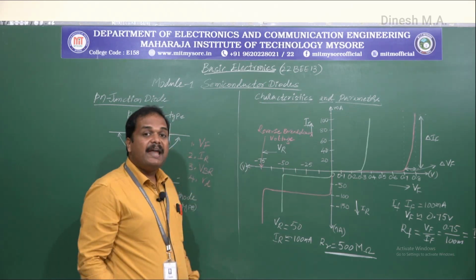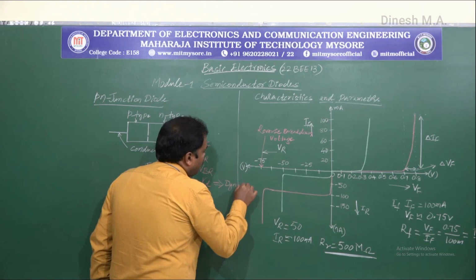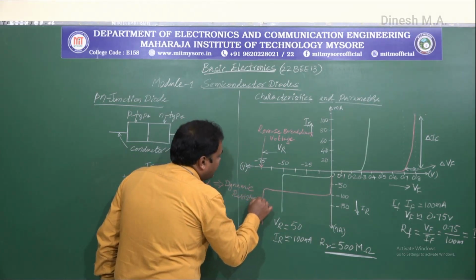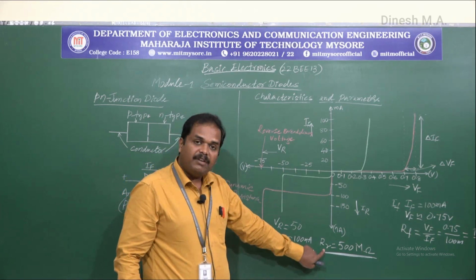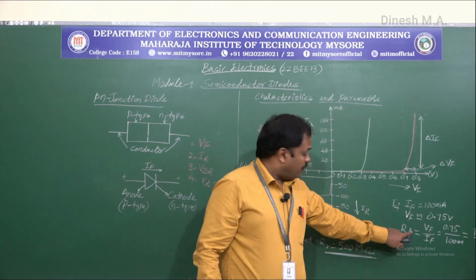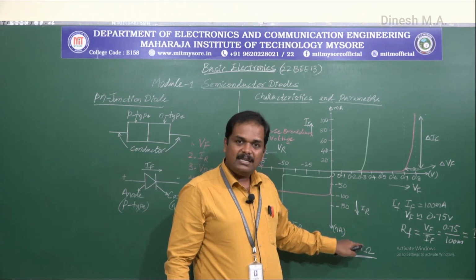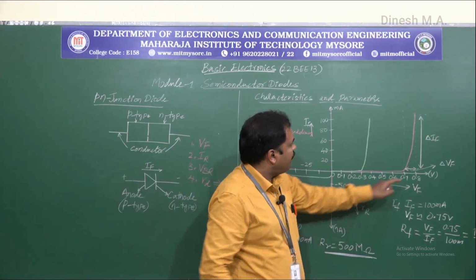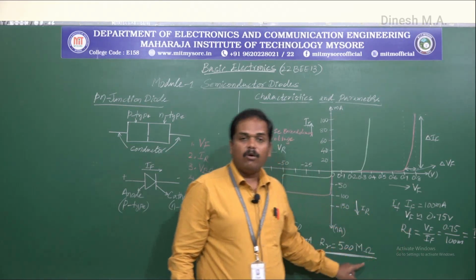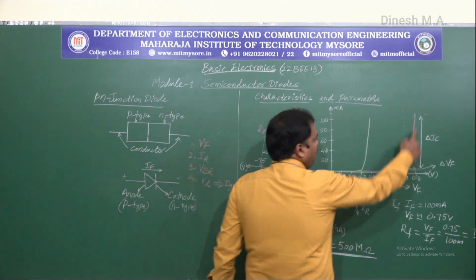RD is dynamic resistance. Now, just now we calculated the resistance here in the reverse bias condition and in the forward bias condition. So these are the static resistance or the DC resistance. For given VF and IF values, what is the resistance is what we found out here. But now RD is the dynamic resistance in this given range.